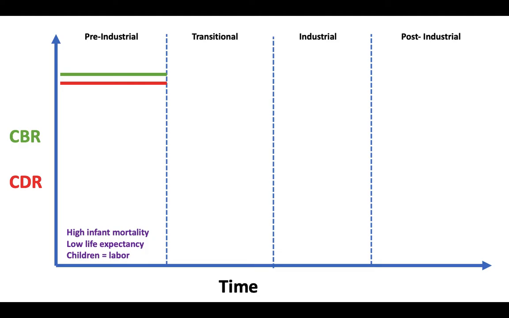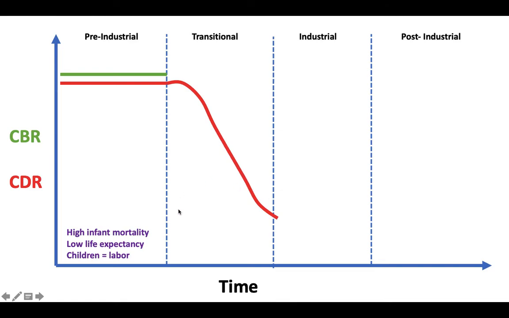I encourage you to think about the United States on this timeline, right? Our pre-industrial phase is probably up until the late 1700s, early to mid 1800s. We were in the pre-industrial phase. And then in the transitional phase, what happens is that the death rate starts to drop. And over time, it will drop substantially.